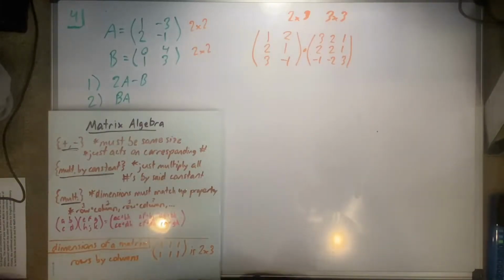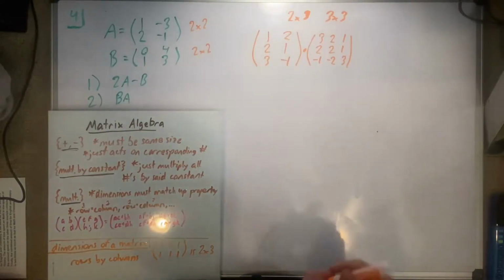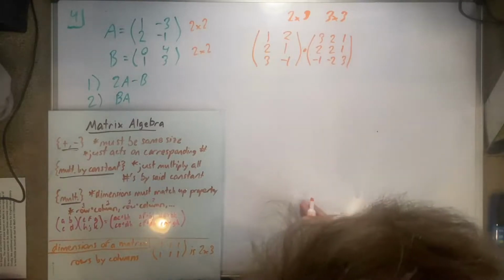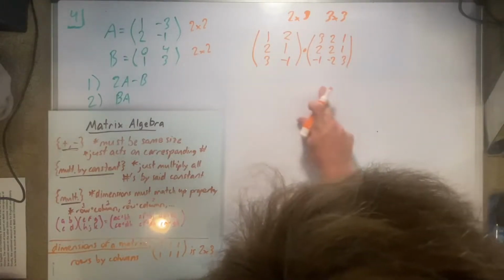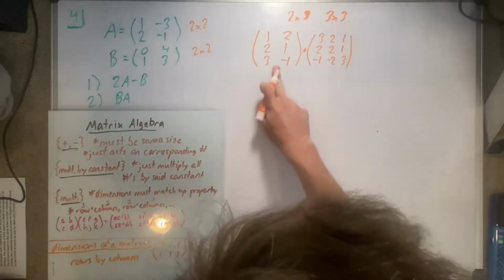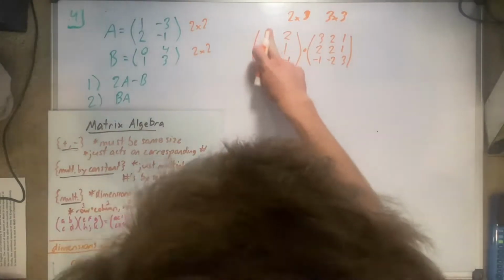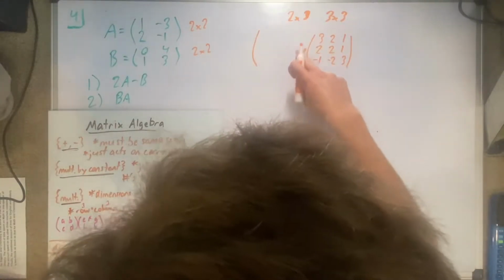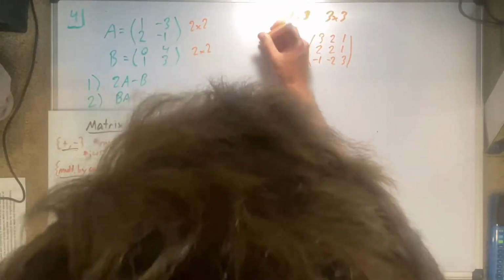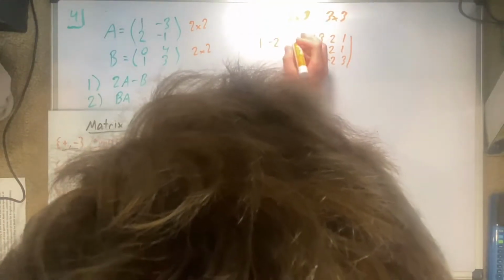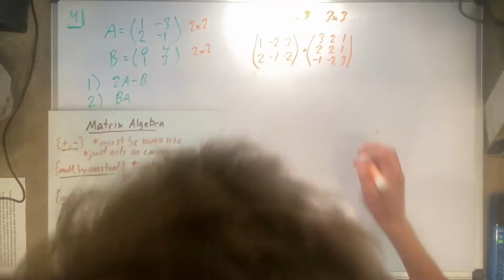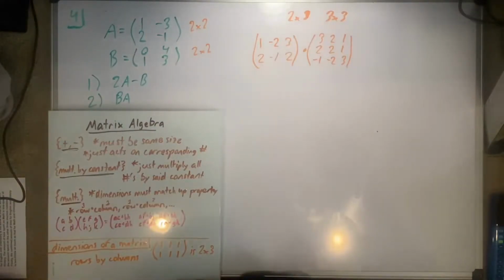So let's think for a moment. These two numbers have to match up. Yes, they do. So our answer is going to be a 2 by 3. A 2 by 3 means we will have 2 rows. Oh, actually, you know what? It's the number of rows by the number of columns. So I did this one wrong. This one has to be the other direction. This one will go 1, -2, 3, 2, -1, 2. So there we go. That's it now.